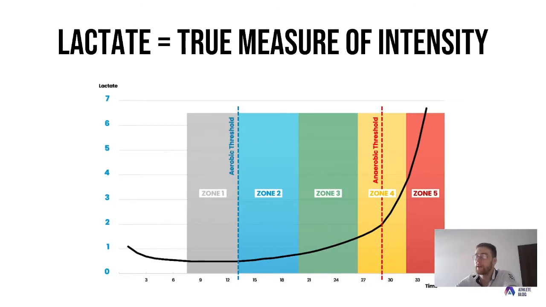And to simplify this whole heart rate training situation, again, coming back to the lactate and the fact that it's the true measure of intensity, there are 2 points in the way we're exercising. There's the aerobic threshold and there's the anaerobic threshold.